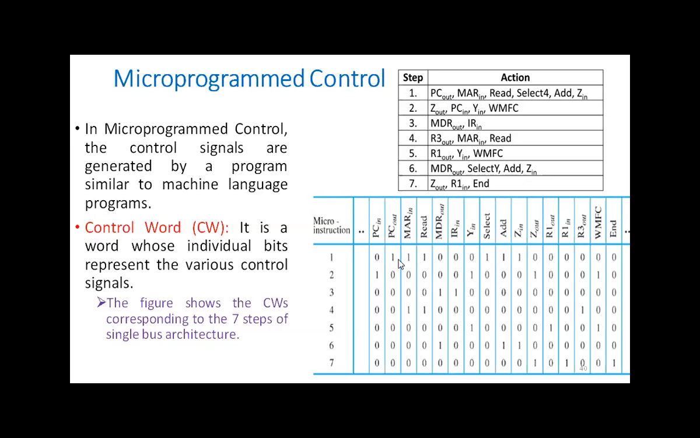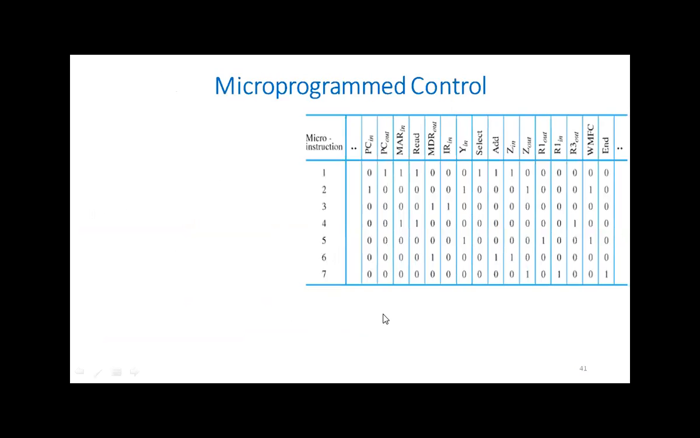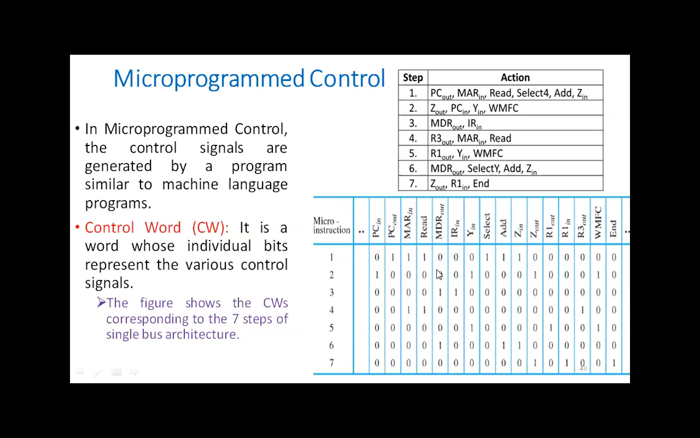You can see PC in is not there, so PC out is there, so PC out is 1. Then MAR in is there, so MAR in is 1. Okay, read is there, so read is 1. So whatever is present in this first instruction, that value will be activated here, 1. Okay, similarly for all other steps, those things will be activated. Okay, so all these are one micro instruction. And we also say that these are control words, all these are control words.